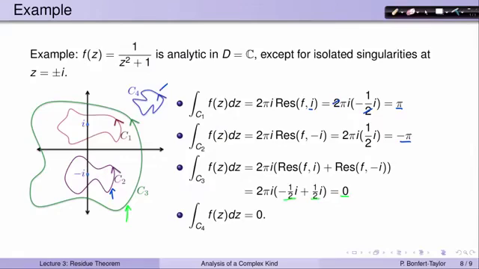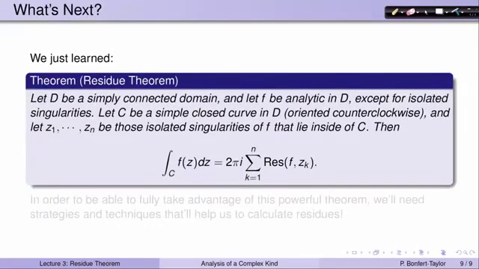Finally, let's look at this blue curve right here. It doesn't surround any singularities, and so the sum is empty, and therefore the integral over C_4 is equal to 0. Here again is this very powerful theorem that we just learned about. In a simply connected domain in which f is analytic except for isolated singularities, with a simple closed curve around which we're integrating, we can find the integral of f over this curve as 2 pi i times the sum of the residues of those singularities that are surrounded by C.